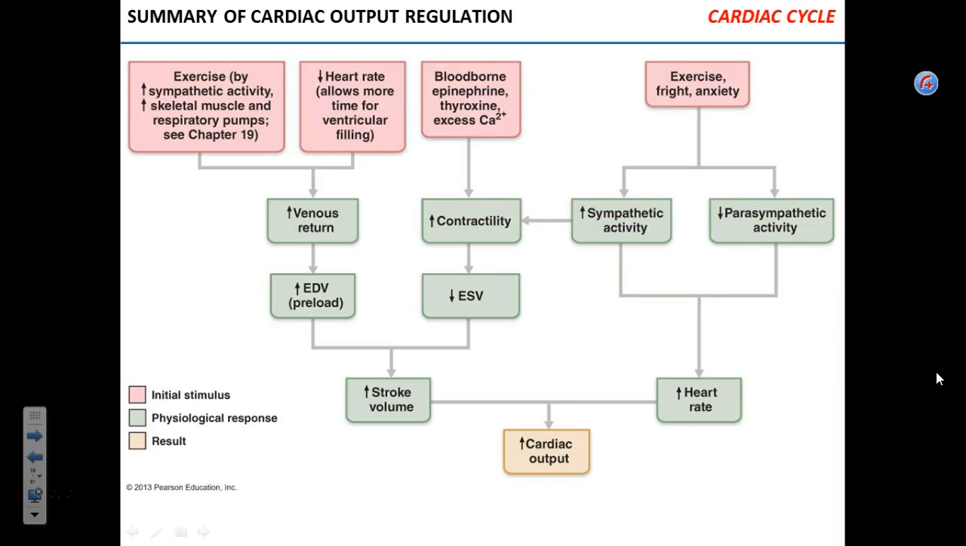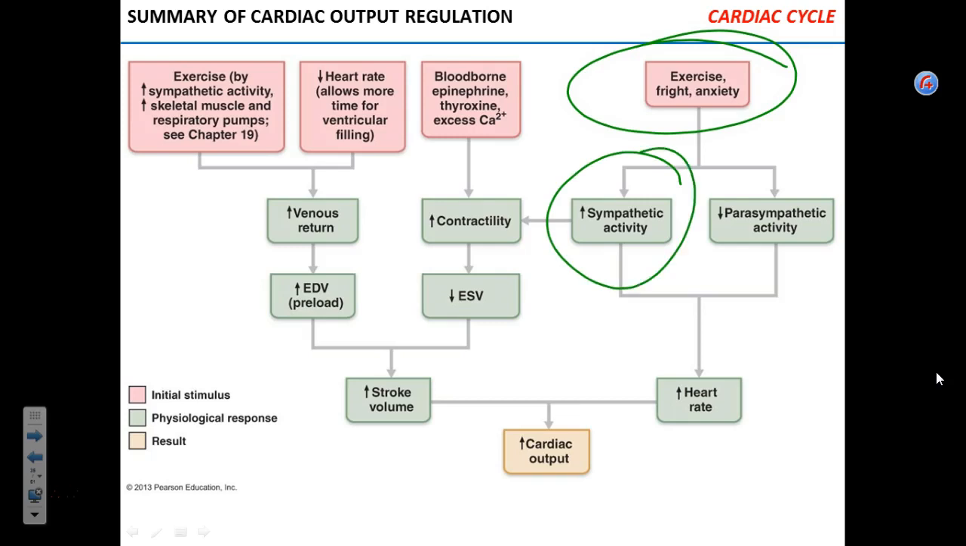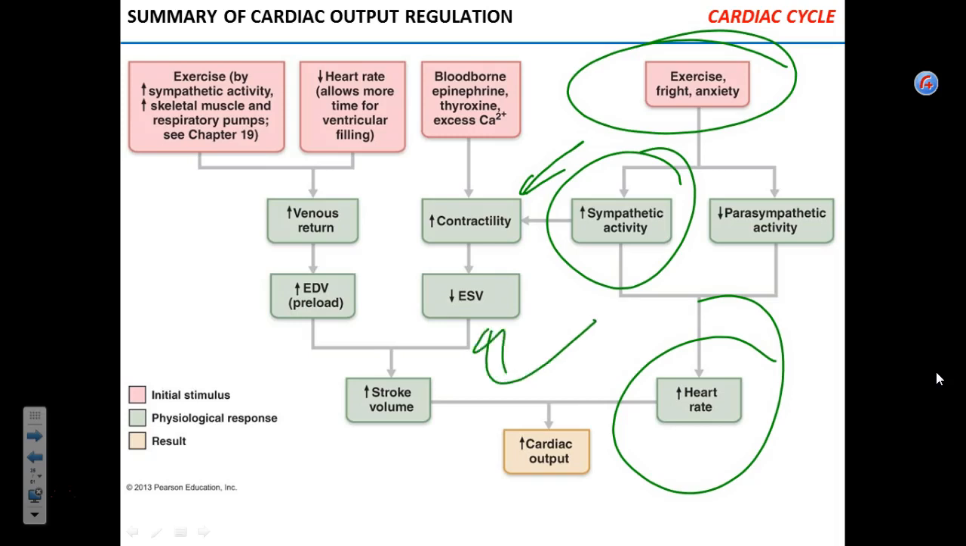Let's go over this flow chart, okay, to make sure that we can follow. So, when you exercise, which part of the autonomic nervous system is stimulated? Sympathetic. How does it affect heart rate? Directly increases, right? Which component of stroke volume regulation does it affect? Contractility, strength of a contraction. When contractility goes up, what decreases? End systolic volume. Okay? End systolic volume decreases, stroke volume goes up. Cardiac output goes up. Does that make sense?